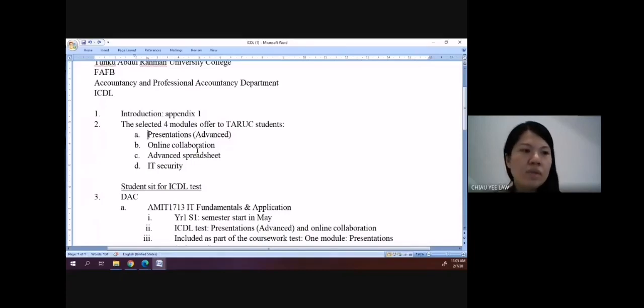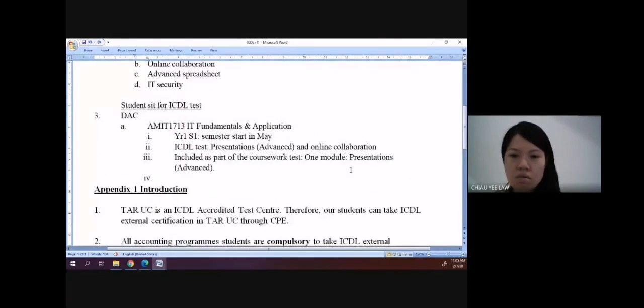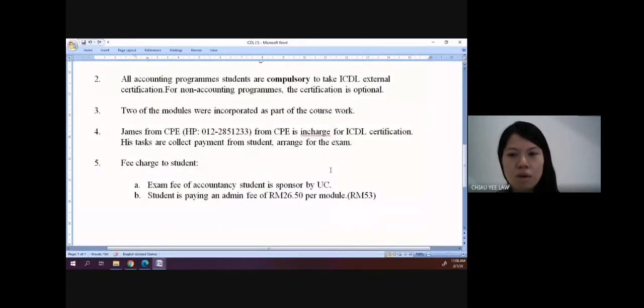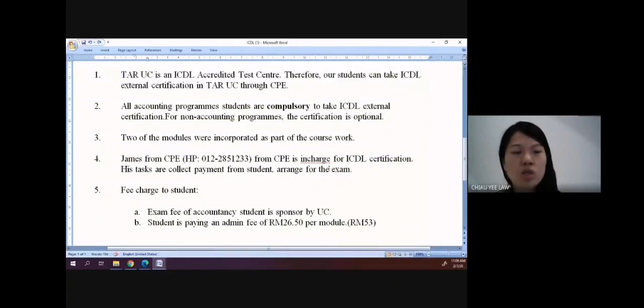It's encouraged for you to join because it's only 26 ringgit 50 cents, so 2 modules only 53. I feel it's a very good exposure. I don't encourage you to skip, to be honest. Because in future it will be compulsory, then we need to make it in line with your junior. It's only because your batch is the first batch to have this ICDL. That's why, first, it's not in your bill. Second, it was not included in your coursework.